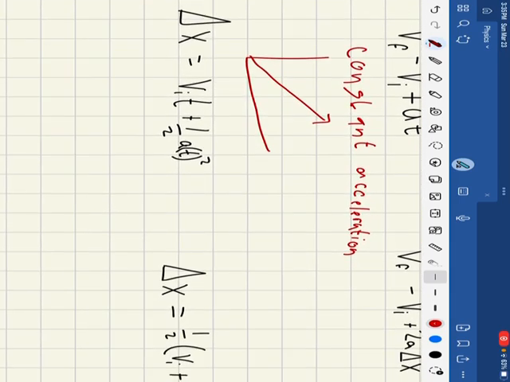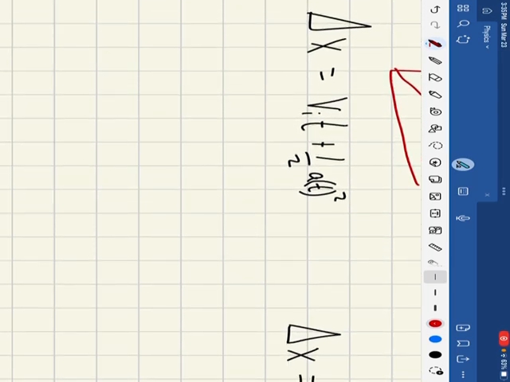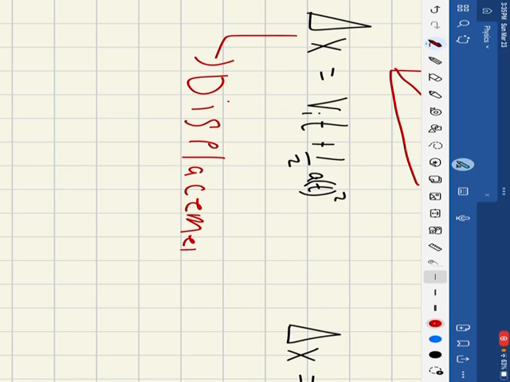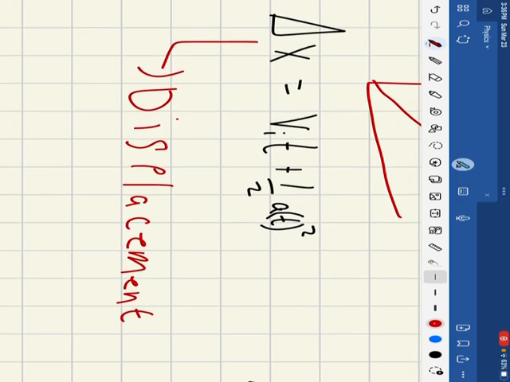So right here we have displacement. So delta x, you could just think of as displacement, just changing in the x direction in this case. It could also be changing in the y direction. It just depends on the circumstances in the problem. So this is delta x equals velocity initial times time plus 1/2 acceleration times time squared.